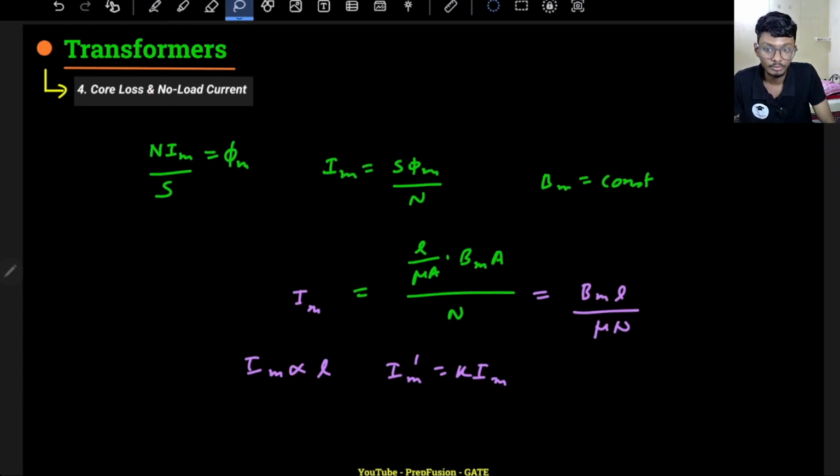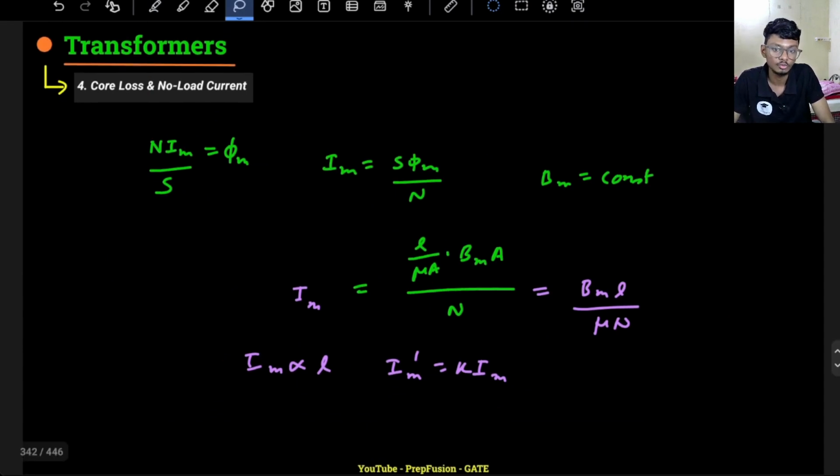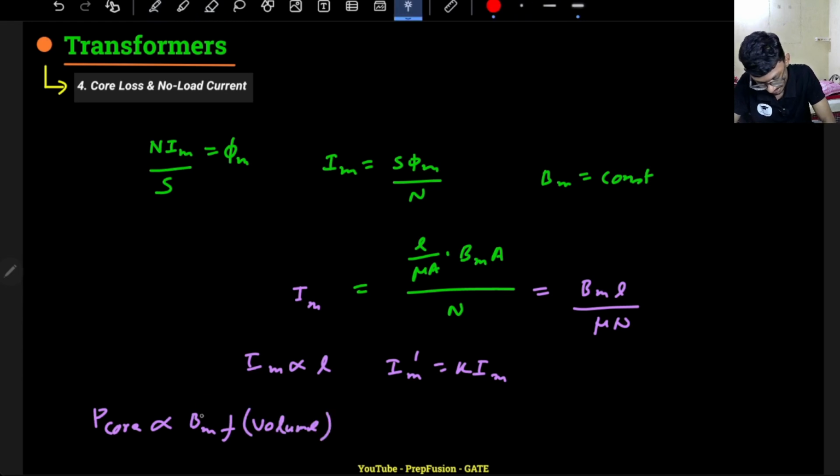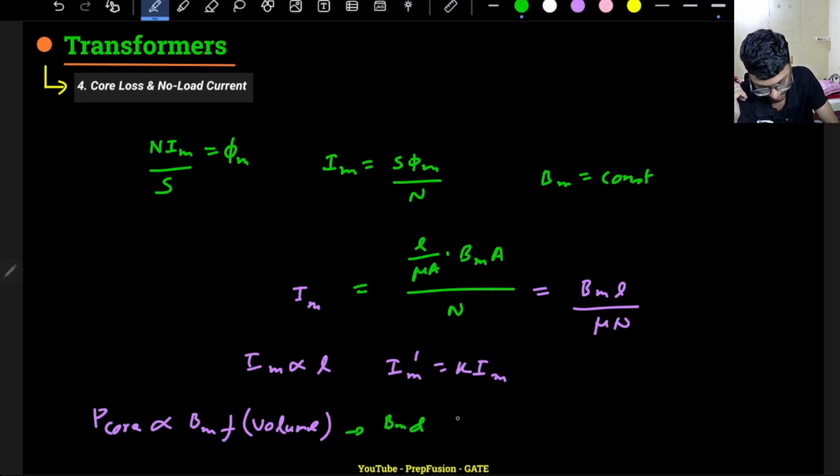What about the core loss component of the current? If you remember, core loss was proportional to Bm to some power, to f to some power, and to the volume. I do understand that the power of Bm was different in the two cases, but the assumption is that Bm and f are fixed.